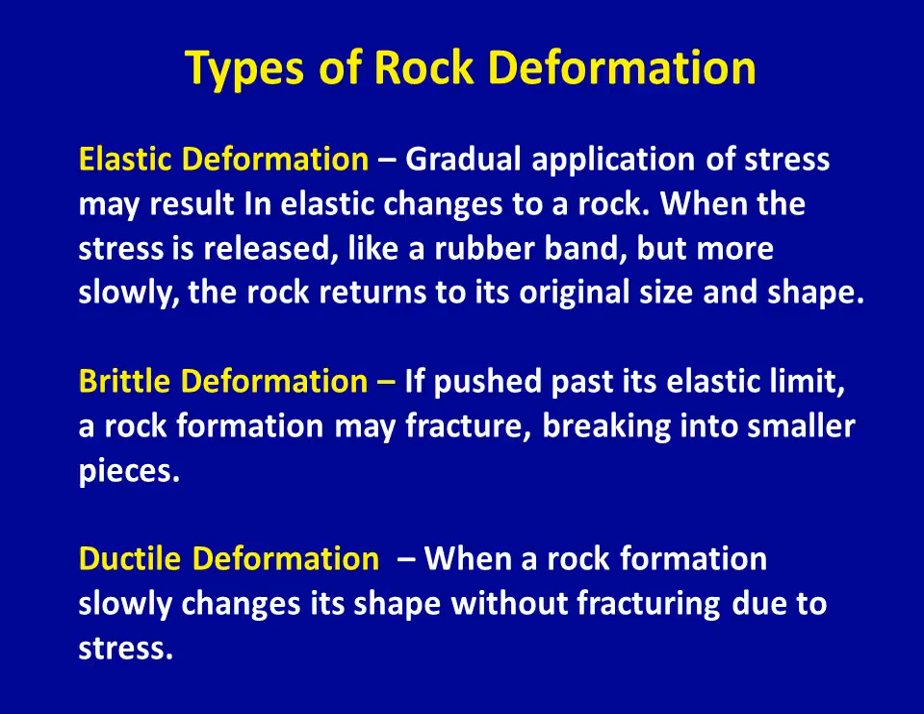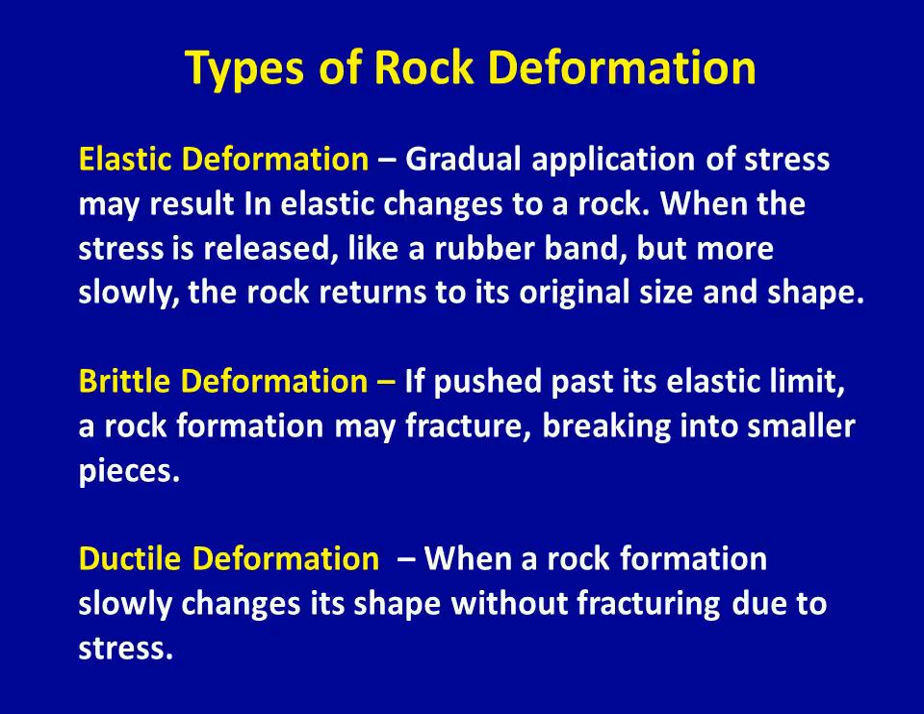Now, there are several types of rock deformation. Rocks do not respond the same way at any given time to these stresses. It depends on the temperature, the pressure, the rock type, and how much time is involved. Gradual application of stress may result in elastic changes to a rock. When the stress is released, like a rubber band, but much more slowly, the rock will return to its original size and shape. This is called elastic deformation, just like a rubber band is elastic. But just think of this as a much slower process.